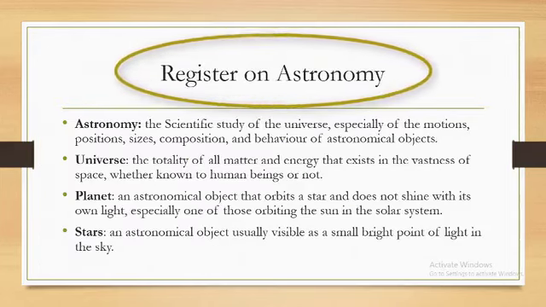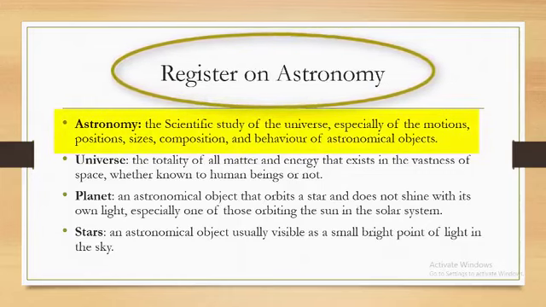Alright, so let's quickly move on to what we call register on astronomy. Okay, what is astronomy itself? The scientific study of the universe. Okay, the scientific study of what? The universe. And we consider a lot of things. We consider the motions. How do planetary bodies move? We consider the positions, the size, the composition, the behavior of astronomical what? Objects. A lot of objects are moving in the universe.